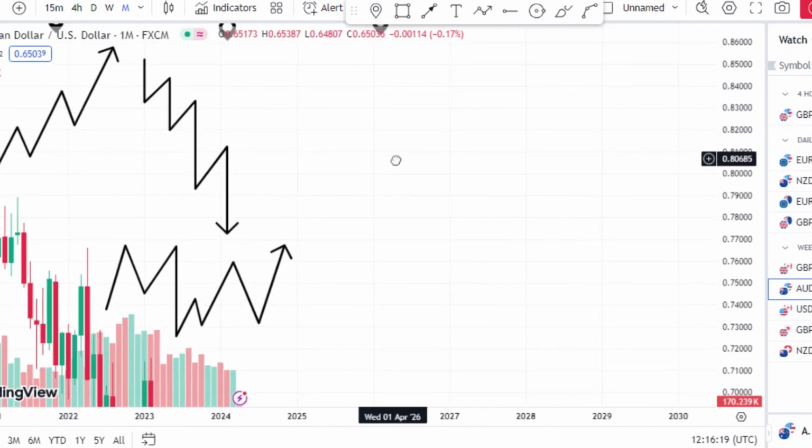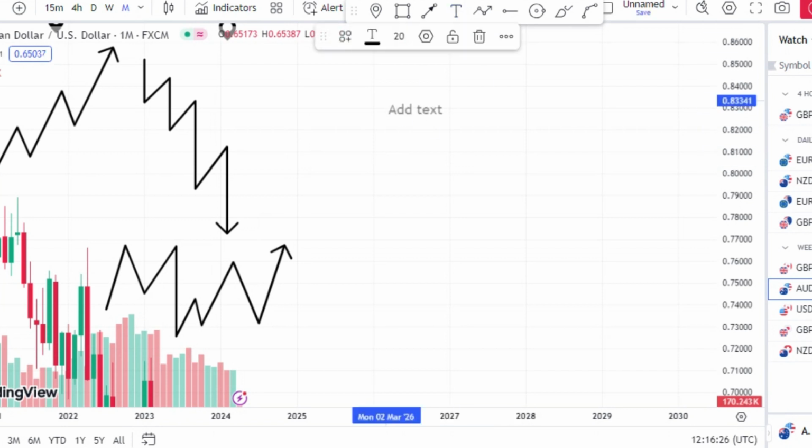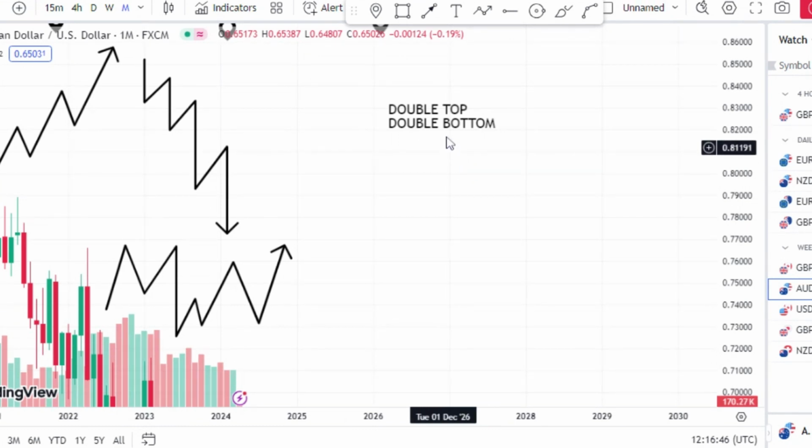And in this diary, I want to mainly focus on two patterns: double top and double bottom. Those are the main patterns that I want to focus on. Anytime you encounter a double top, just know that the first one will always promote a sell.